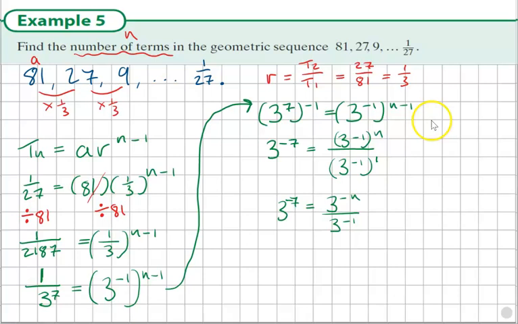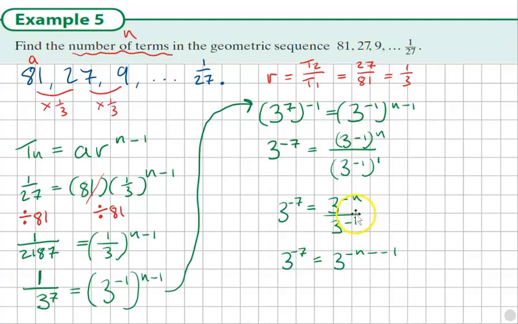So in the next step, we're just raising powers to a higher power. So we're going to multiply the powers. So -1 multiplied by n is -n. And -1 multiplied by 1 is -1. So that's all that happened there. So that's another one of the indices rules. Raising a power to a higher power, we multiply the powers.